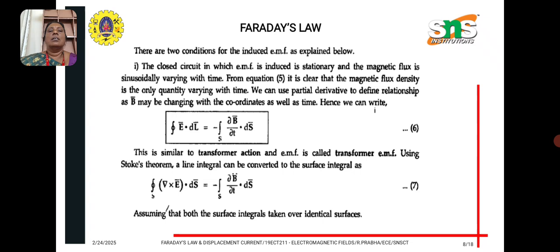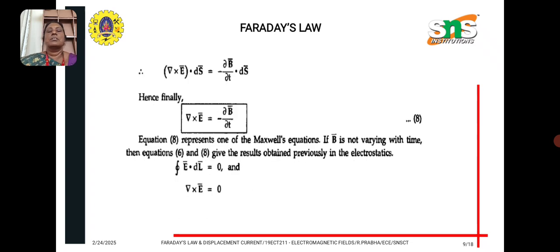This is similar to transformer action, and the EMF is now called the transformer EMF. We know Stokes theorem gives how the line integral can be converted into a surface integral, as the integral over the surface of del cross E dot ds equal to minus the integral over the surface of dou B by dou t dot ds. Here both surface integrals are taken over identical surfaces. So by removing the integrals we can write del cross E dot ds equal to minus dou B by dou t dot ds, or we can write del cross E is equal to minus dou B by dou t.